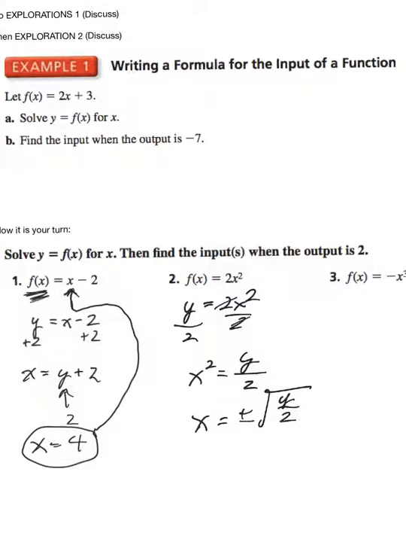And then what we do is we're going to plug in the output value 2. Well, 2 over 2 is 1. So the final answer here is going to be x equals plus or minus 1.